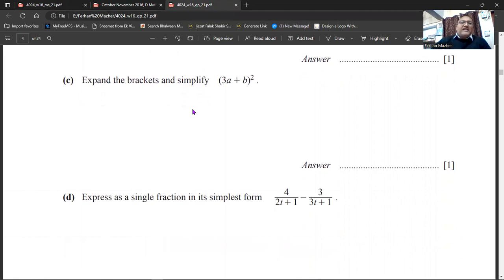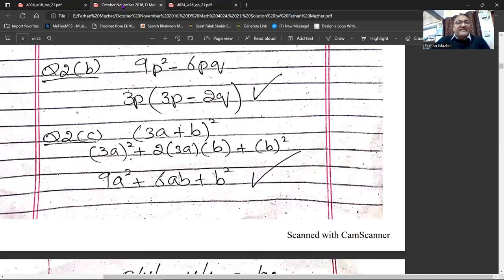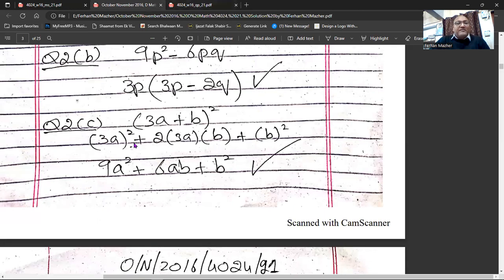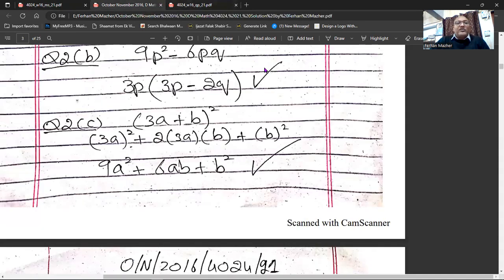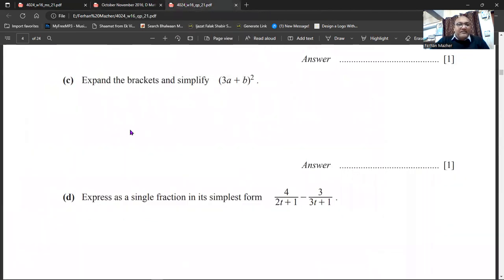Question number 2 is C part. He says expand the brackets and simplify. You have 3a plus b whole square. So it's a whole square identity we have to apply. That is the square of the first term plus 2 into the first term into the second term plus the square of the second term. This will become 9a square plus 6ab plus b square. So you can see we have used the identity and we have opened it with the help of this identity.